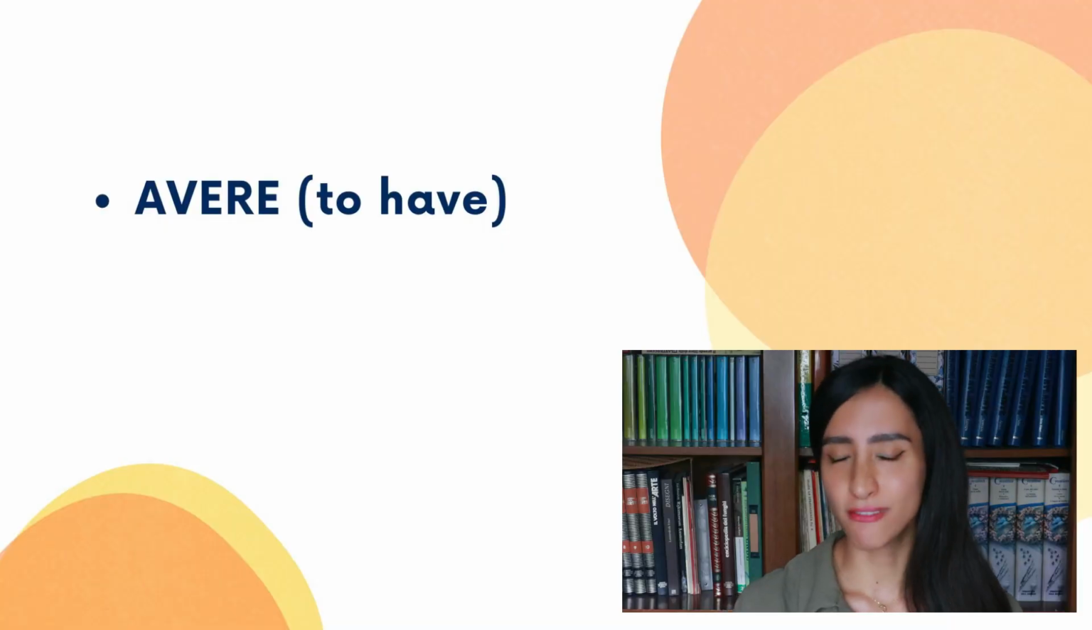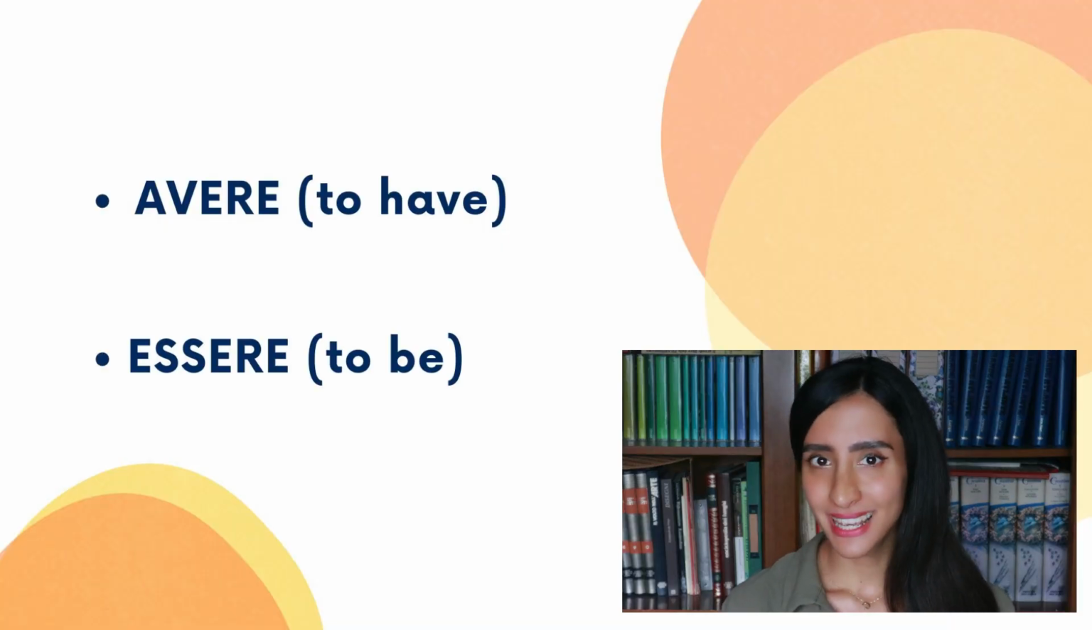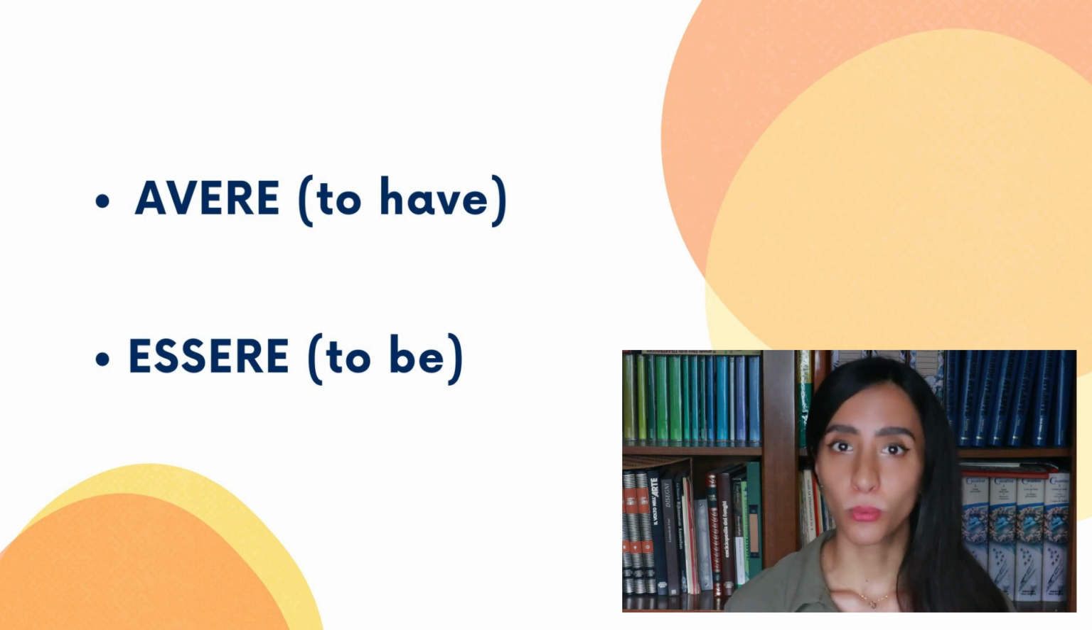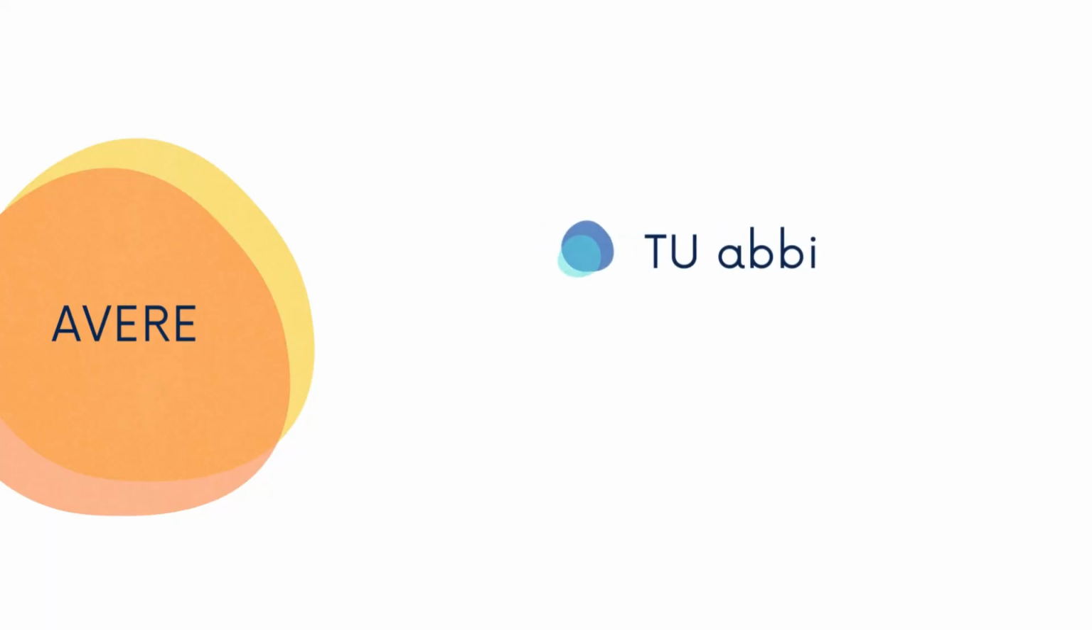You may also have noticed in one of the previous examples that I said abbiate pazienza. This is because avere, to have, and essere, to be, follow a specific conjugation which takes its root from the Italian subjunctive mood. So, with the verb avere, you'll say tu abbi, voi abbiate. And with the verb essere, you'll say tu sii, voi siate. Okay, so this is how we can structure the affirmative form of the Italian imperative mood.